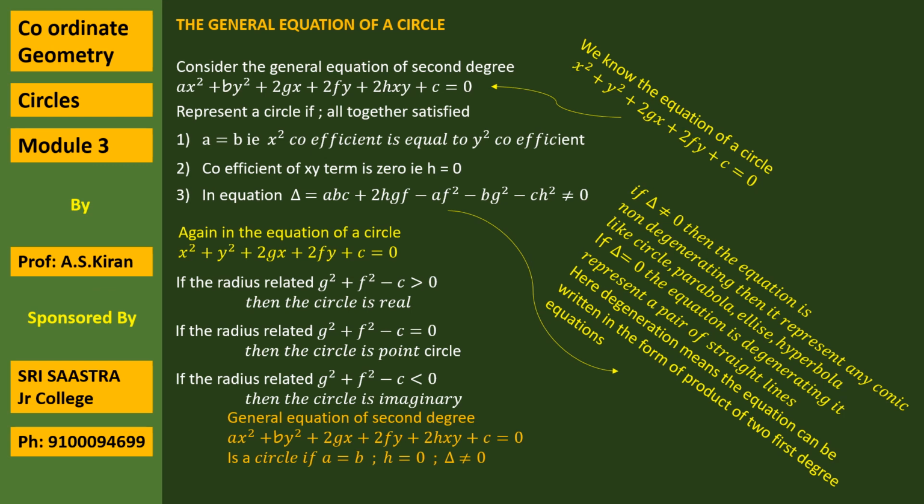Now, here is the conclusion. The general equation of second degree ax square plus by square plus 2gx plus 2fy plus 2hxy plus c is equal to 0 is a circle if a is equal to b and h is equal to 0 and delta is not equal to 0.